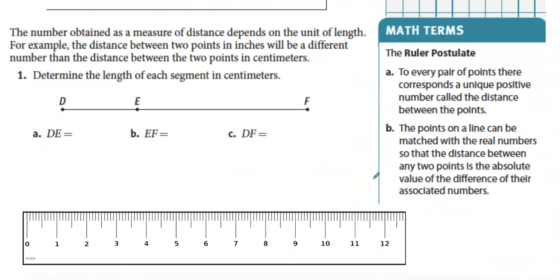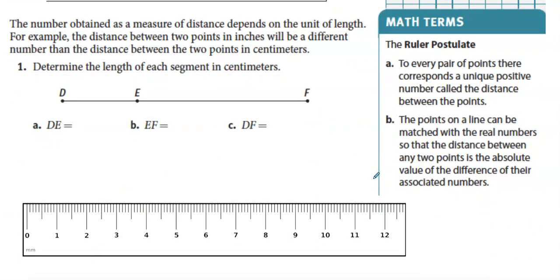All right, so the number obtained as a measure of distance depends on the unit of length. For example, the distance between 2 points in inches will be a different number than the distance between 2 points in centimeters. Okay, so units matter. So let's look at centimeters now. And if you have a ruler, it's probably actually going to say millimeters. So I made my ruler match y'all's.